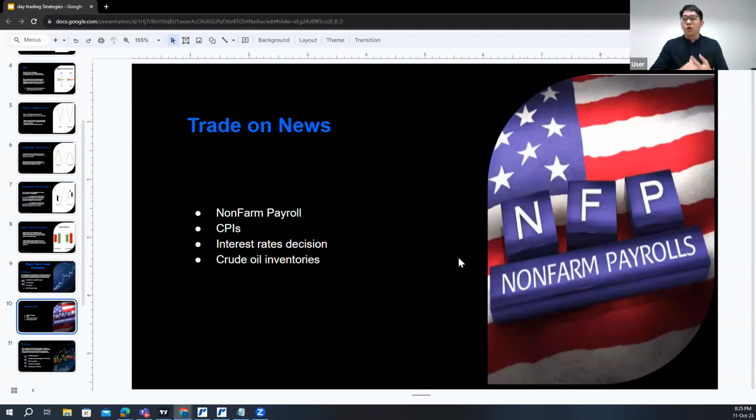Also crude oil inventory. For the US one, it is weekly, so I think every Wednesday or Thursday we have the API crude oil inventory or the US crude oil inventory. If the number comes very different from the previous reading or from the forecasted number, you can expect very volatile oil prices. This is what we often use.